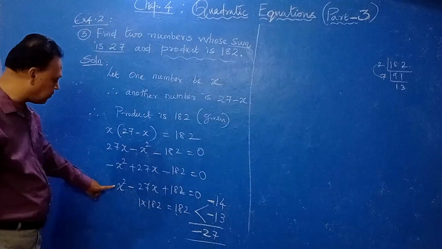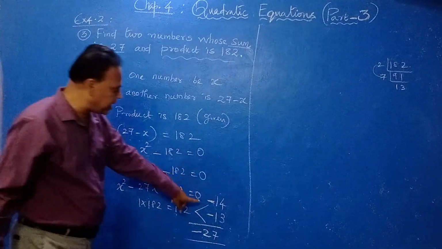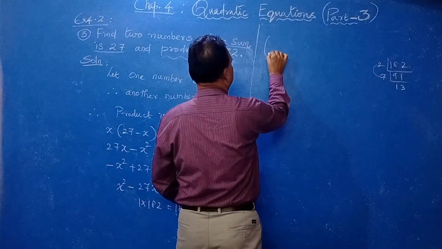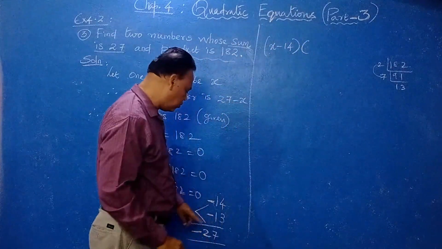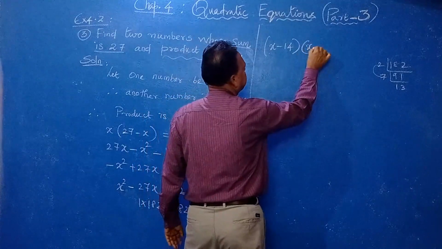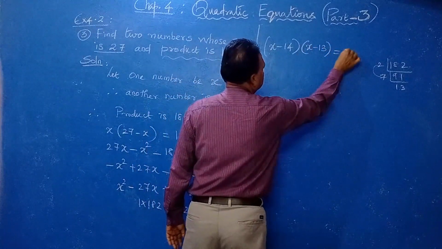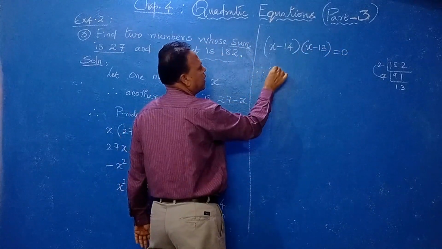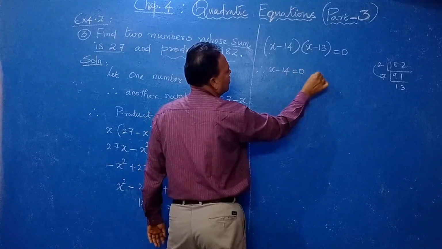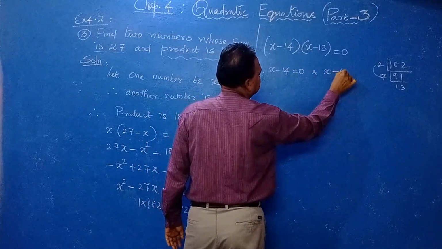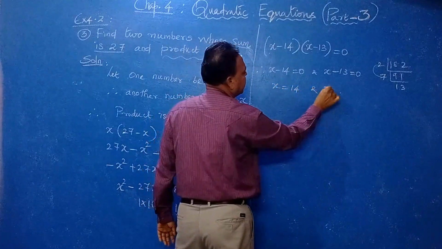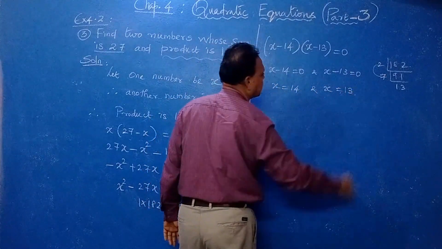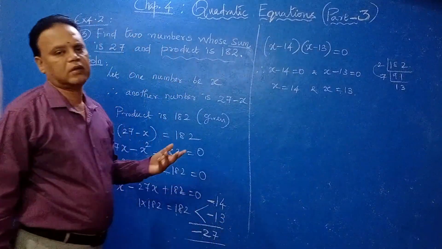So the coefficient of x squared is 1, so straight away you write the factors. Therefore, x minus 14 into x minus 13 is equal to 0. Therefore, x minus 14 equal to 0 and x minus 13 equal to 0. Therefore, x is equal to 14 and x is equal to 13. Here both are possible.